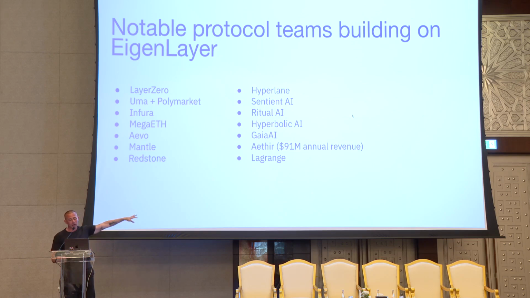Aethir is really interesting because they actually have revenue. There's not that many companies that have revenue in crypto, right? This number is wrong. It's like $130 million annual revenue that Aethir has.